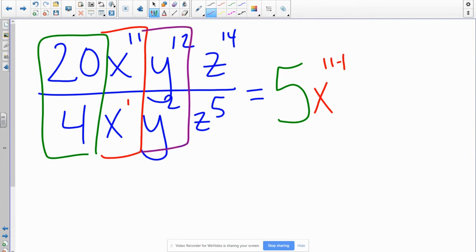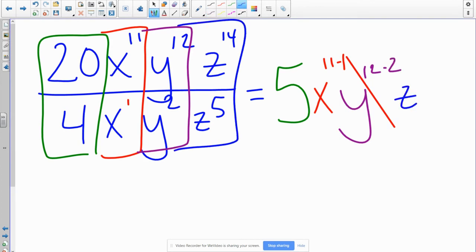Then we're going to look at our y's. We have 12 on the top, 2 on the bottom. That means we're going to get rid of 2 pairs. And then the z's. We have 14 on the top, 5 on the bottom, which means we're going to get rid of 5 pairs.